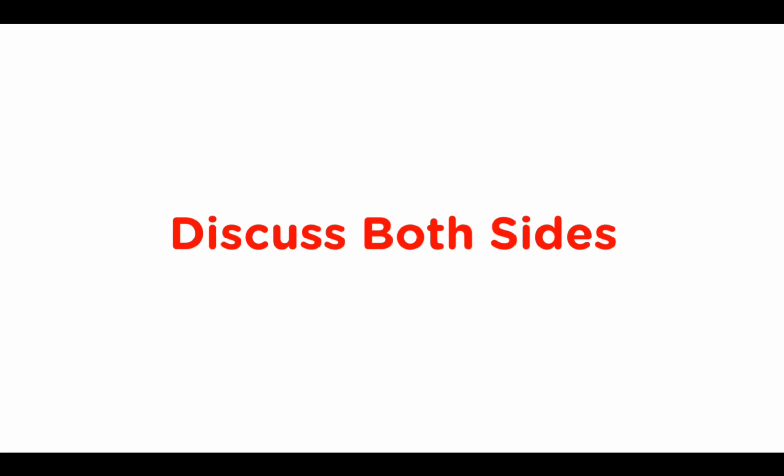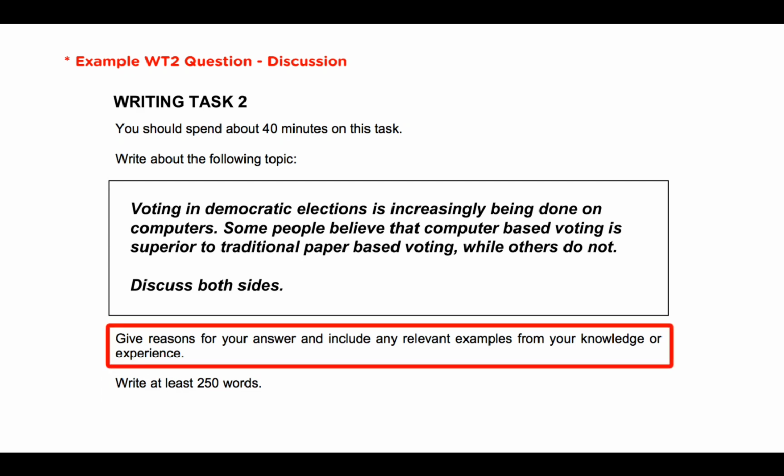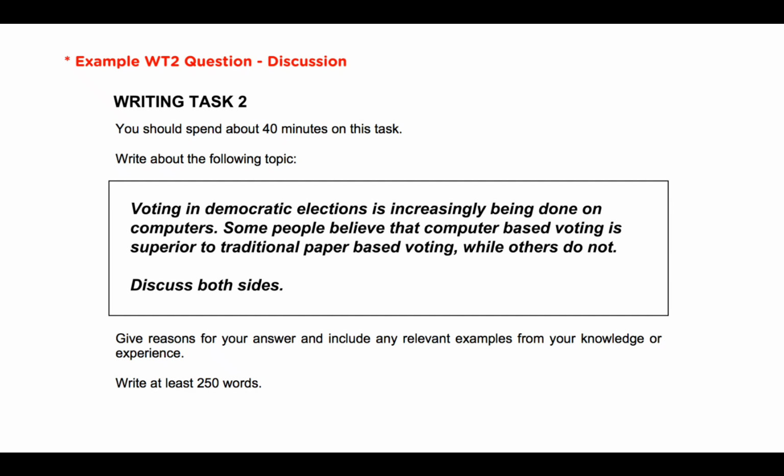Discuss both sides. The first discussion question prompt will look something like this on test day. There are instructions above and below the question prompt. These tell us to spend about 40 minutes on this task, write more than 250 words, and use reasons and examples. The question prompt itself is in the middle.